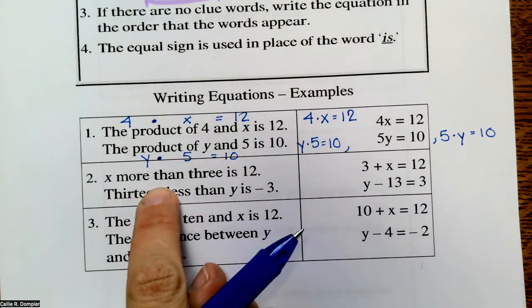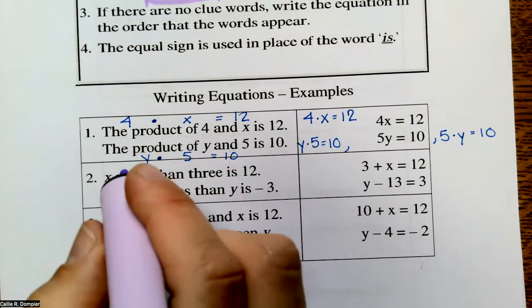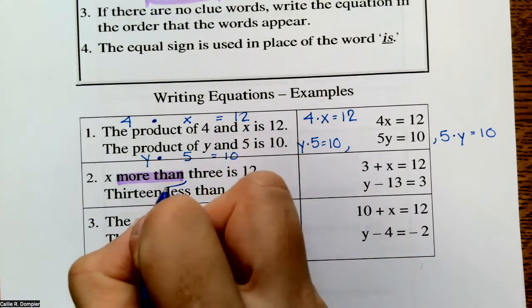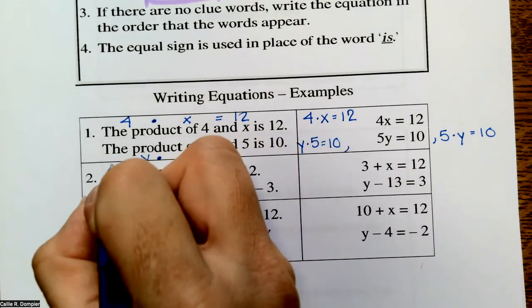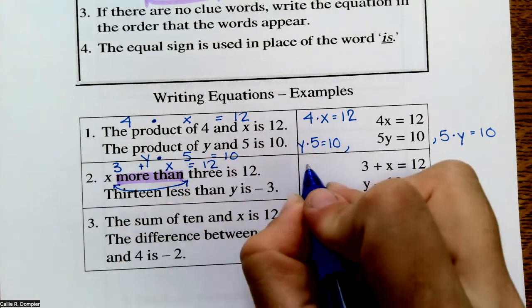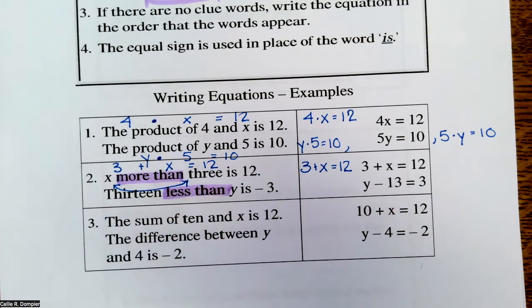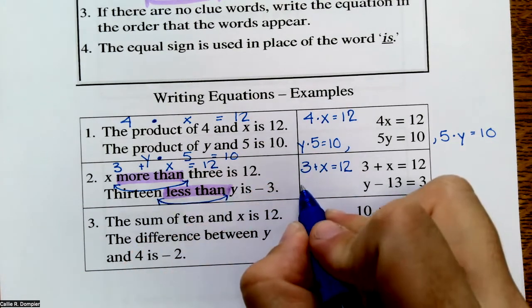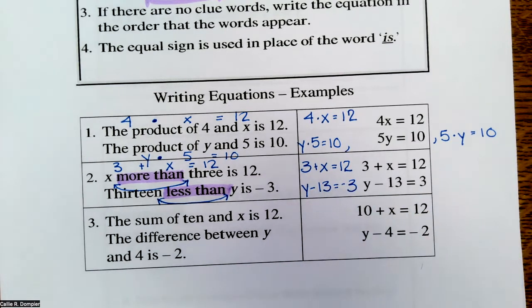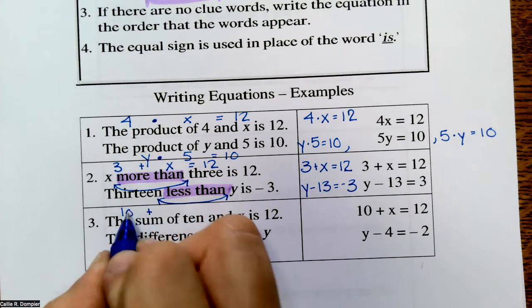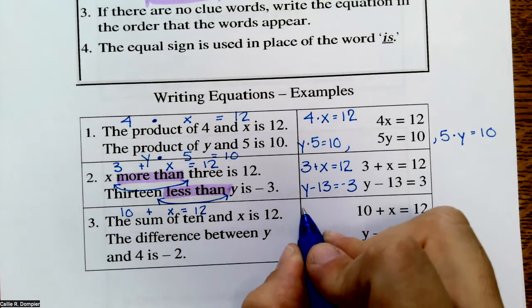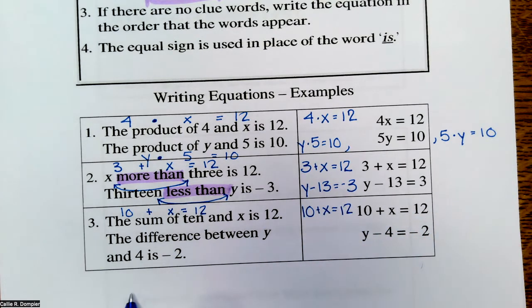Good. More than means we need to invert. X more than 3 is 12. Thirteen less than y is negative 3. Good. The sum of 10 and x is 12. The difference between y and 4 is negative 2. So the difference between, they're not asking us to change the order. So we take y, subtract 4, and we get negative 2.